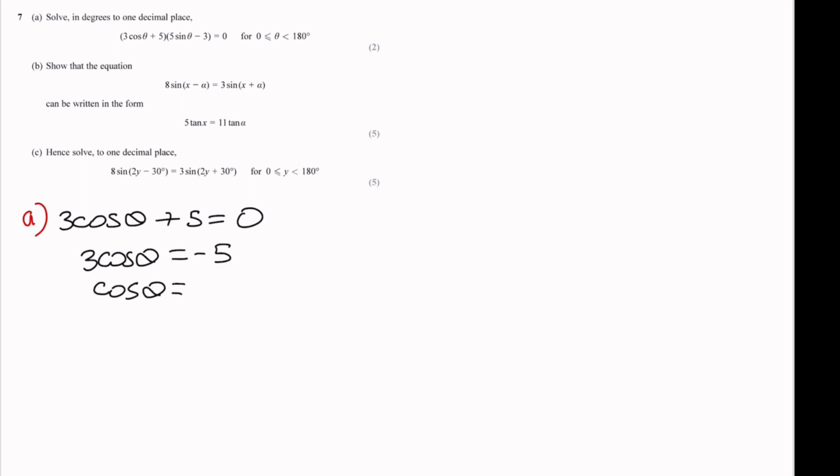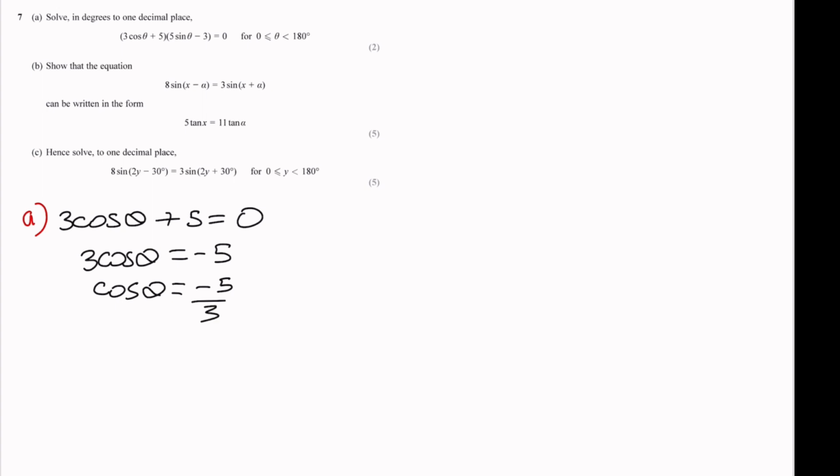Question 7a. Solve in degrees to 1 decimal place 3 cos theta plus 5 multiplied by 5 sine theta minus 3 is equal to 0. So we know if this is going to be equal to 0, either this bracket or this bracket must be 0. So we can set 3 cos theta plus 5 equal to 0 and solve. So 3 cos theta equals minus 5, cos theta equals minus 5 over 3.